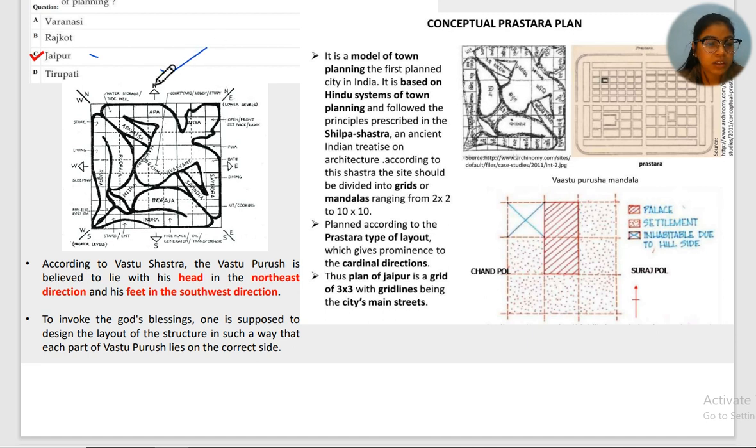As you can see in this image, suppose this is your north, this is your south, this is your east, and this is your west. According to this, the head should lie in the northeast direction, and the feet should be in the southwest direction. To invoke the gods' blessings, one is supposed to design the layout of the structure in such a way that each part of the Vastu Purusha lies on the correct side.